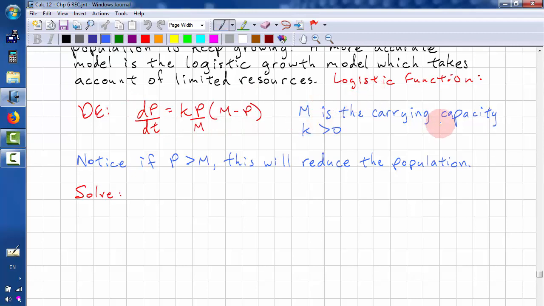So M is called the carrying capacity. How big is the population that the resources will permit to grow? k must be greater than 0.